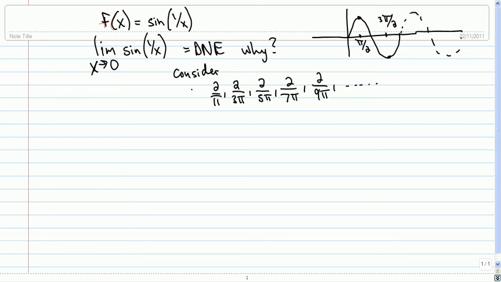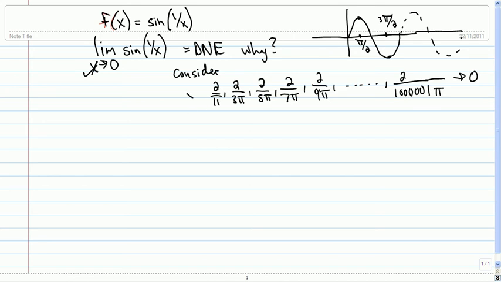The top is the same for all of them, it's 2, but the bottom keeps getting larger: pi, 3 pi, 5 pi, 7 pi, etc. Eventually, somewhere down here, it'll be 2 over like 1,000,001 pi. Is that right? Well, anyways. It's going to be getting closer and closer to 0. So this sequence of numbers I picked approaches 0 just like the limit does.